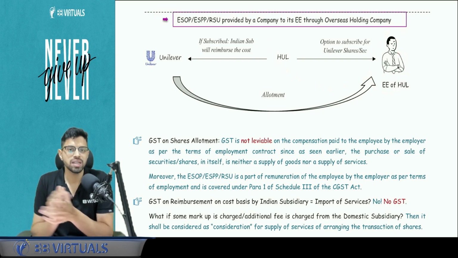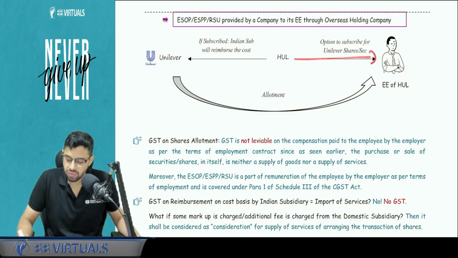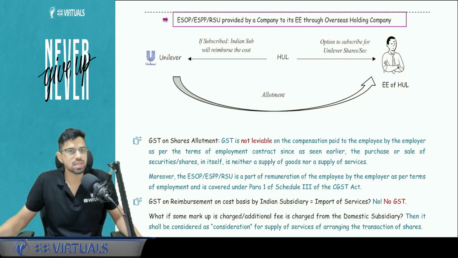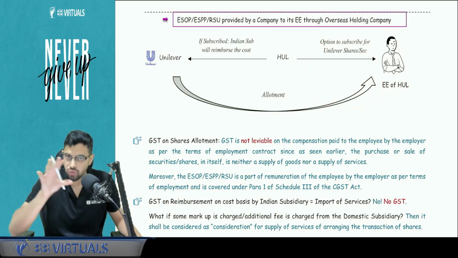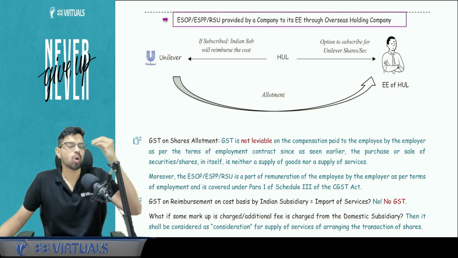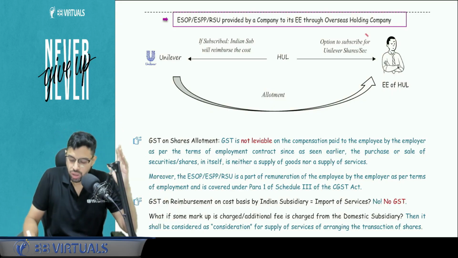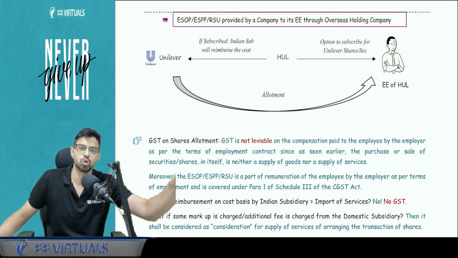Now you have to understand the GST implication in all these transactions. First of all, tell me, when this option is given to this person, is this under GST? Answer is no. Why? Whatever an employee does in the course of employment for his company is covered under Schedule 3. Similarly, all the perquisites, all the salary, all these options are also part of that same transaction, which is outside the scope of GST.